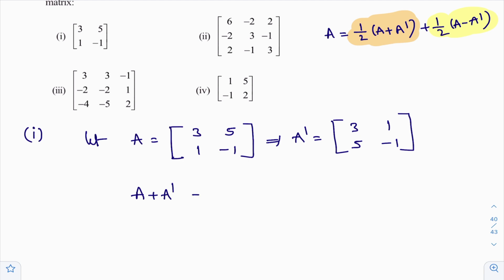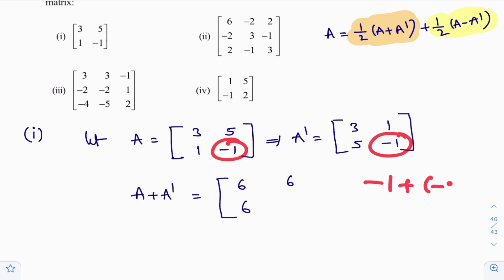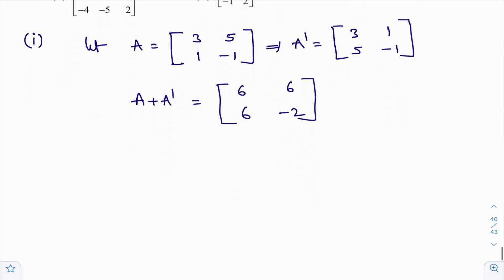A plus A dash. Yes, add corresponding elements. 3 plus 3, 6. Okay. 5 plus 1, 6. Okay. 1 plus 5, 6. Okay. Minus 1 plus minus 1, that is minus 2. Okay. This is A plus A dash.